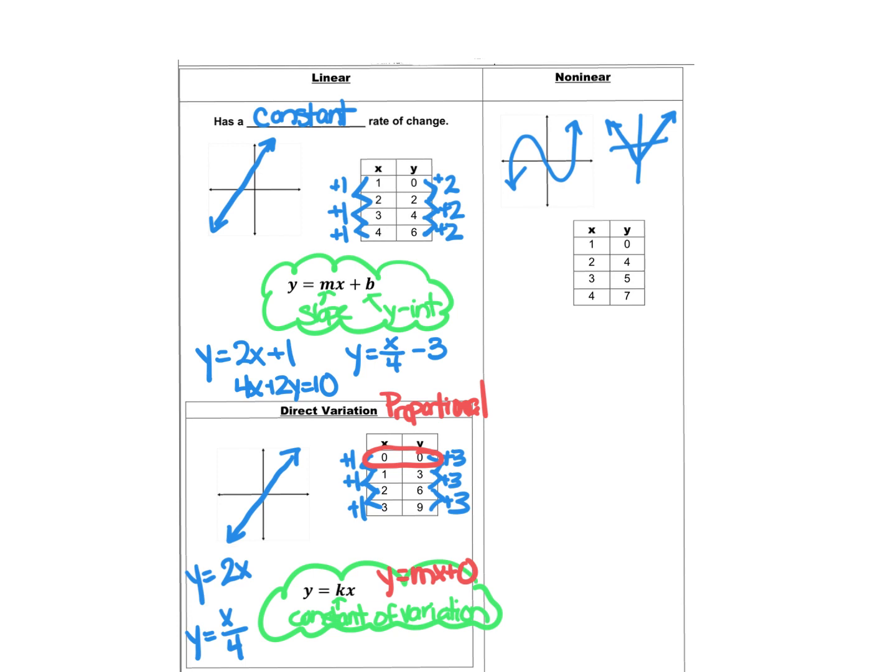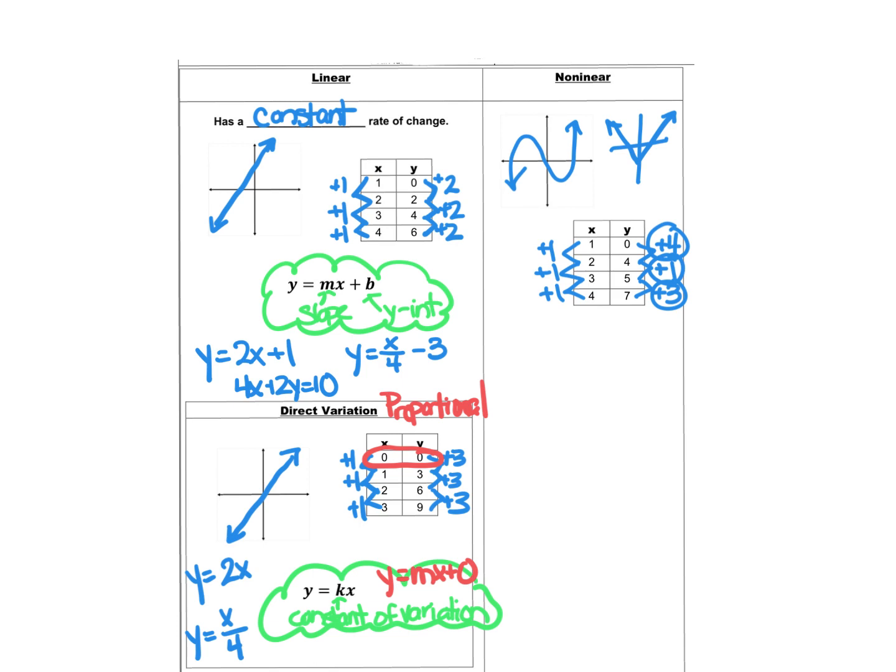So let's go ahead and take a look at our table for a nonlinear. I'm going up 4, I'm going up 1, I'm going up 3. Now, the x's are going up just by 1s. But notice how you have 4, 1, 3. The rate of change is not constant. That's what makes it nonlinear.